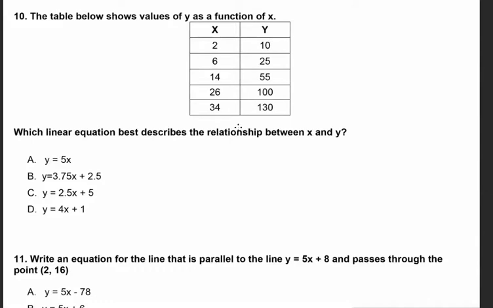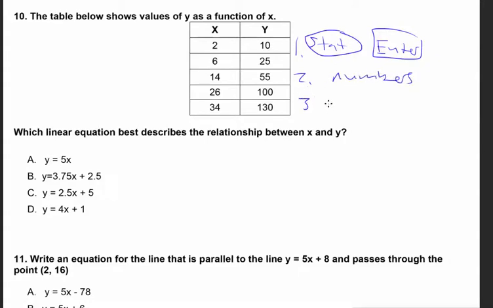For number 10, we have a table, and we also need to write the equation for it. So once again, we're just going to use Stat, hit enter, put the numbers in our calculator, and then Stat, Calc, LinReg, and it will tell us our slope and y-intercept. And it will say that A is 3.75 and B is 2.5. So our answer is B.